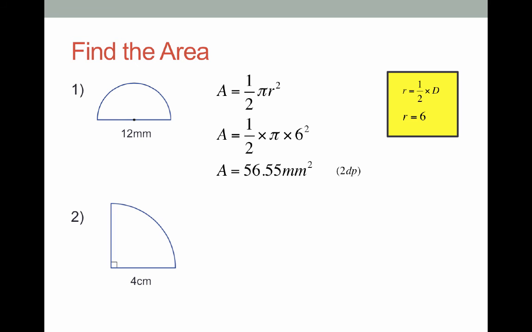Okay, let's look at the second example. This one is a quadrant, or a quarter of a circle, with a radius of 4 centimeters. So the formula changes only slightly. Instead of being a half pi r squared, we're going to have a quarter pi r squared. We are given the radius, not a diameter, so I'm just going to substitute 4 centimeters in where I see an r. So my area is going to be a quarter times pi times 4 squared. Putting this into a calculator gives me 12.57 centimeters squared.